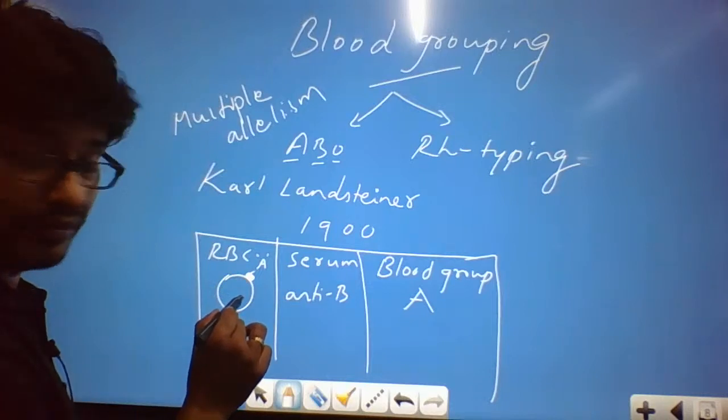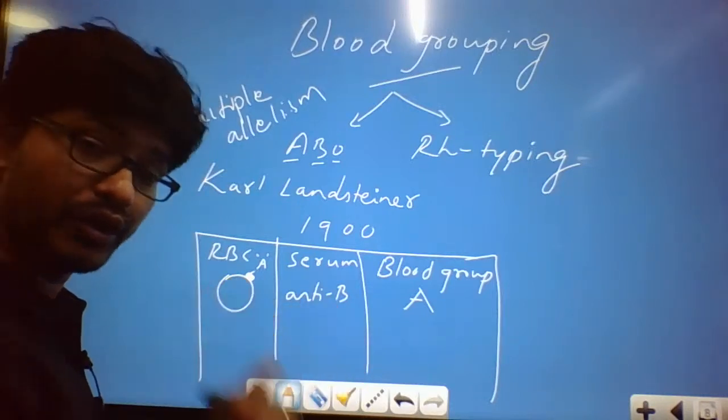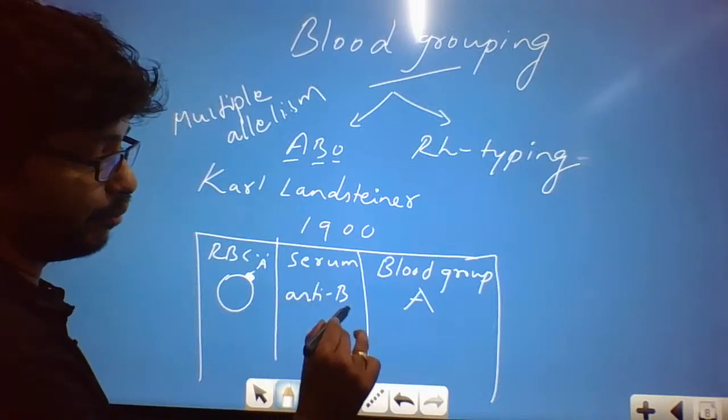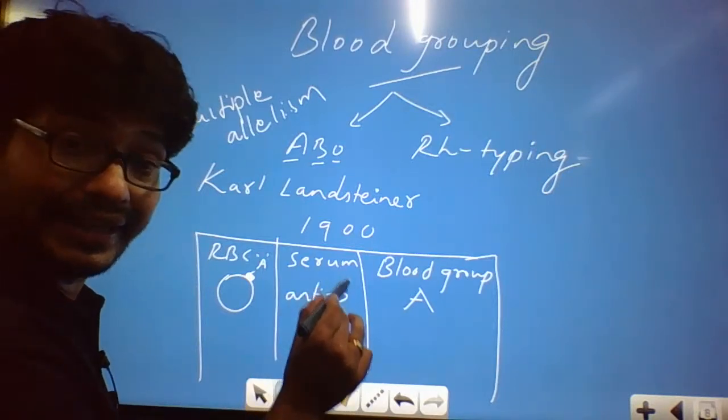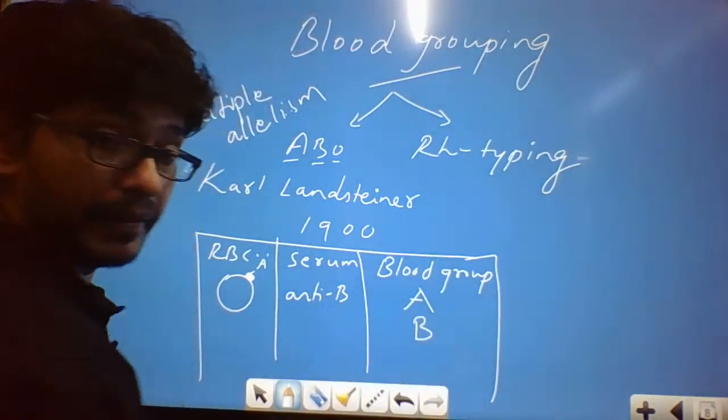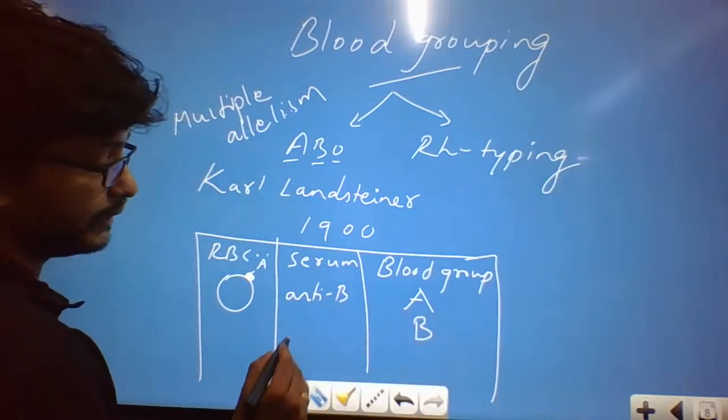For those who are positive, what will they have in the serum? I told you already what a serum is, right? In the serum, it's actually antibody. The antibody is anti-B, but the antigen is A. For example, you take B. The person's blood group is B.